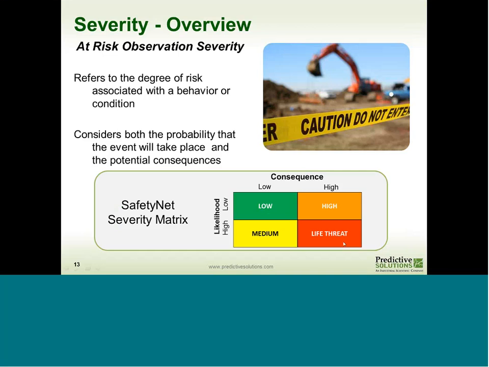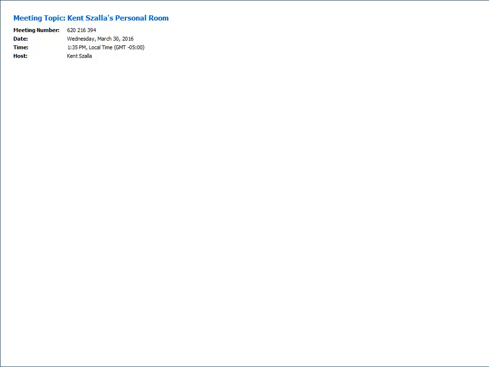Your organization may differ both in the terms, right? You may not use low, medium, high, and life threat. And you may have fewer than 4 choices. I know some organizations only have 2 choices, right? Low and high, for example. Most go with the default low, medium, high, and life threat. So I just want to make sure that you're clear on what that means.